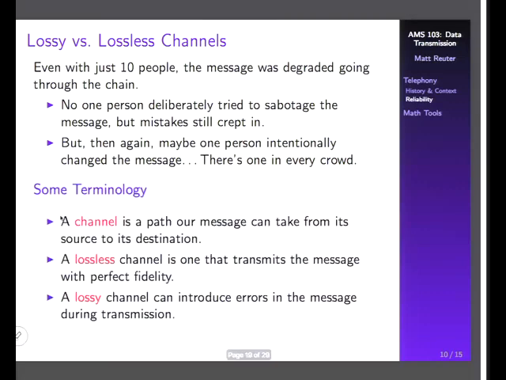But the idea here is for some terminology to introduce. When we're thinking about data transmission, what we're looking at are what are called channels. A channel is any medium or any way of transmitting data. So there was a channel of about our 8 people from me to Nick that were transmitting this message along. Okay? A channel is just some path or some way that our message goes from source to destination.